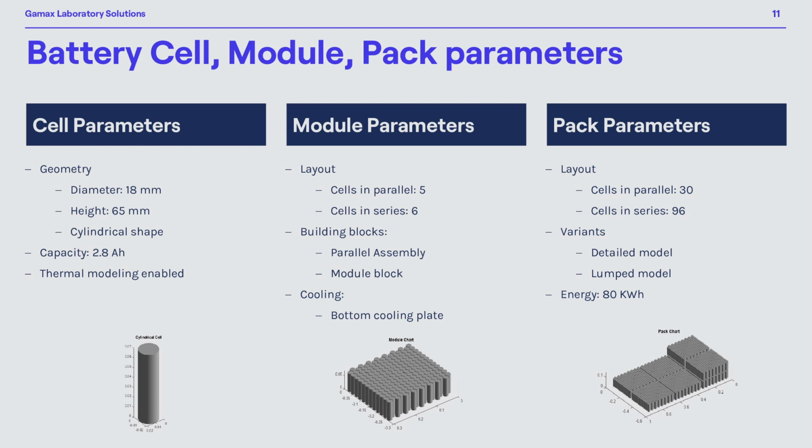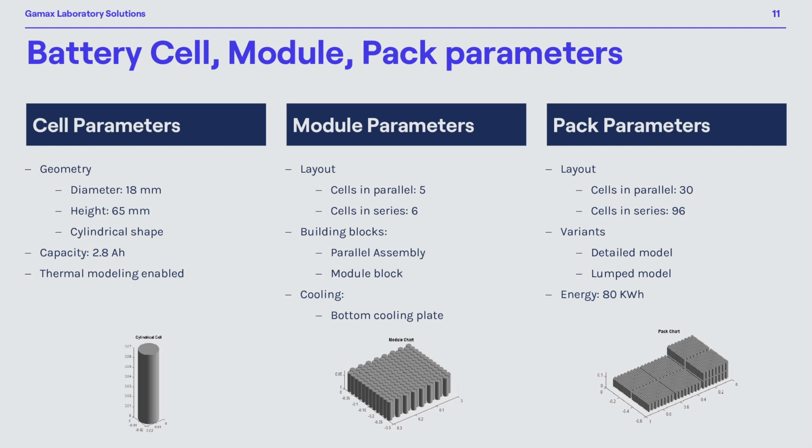So let's take a look at the parameters that we will use for the cell, module, and our pack. For the cell geometry, we are going to use an 18650 battery. So this gives the geometry of our battery. We will have an 80 millimeter diameter battery with a height of 65 millimeter, and we will have a cylindrical shape. We will define a capacity for our battery of 2.8 ampere hours, and the thermal modeling will be enabled for the simulations because we want to catch the thermal effects of the battery pack.